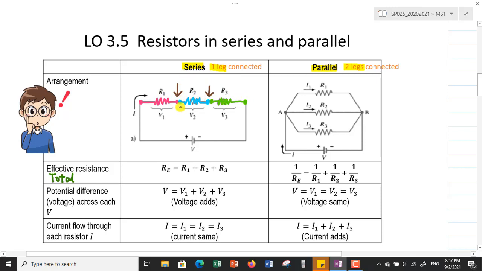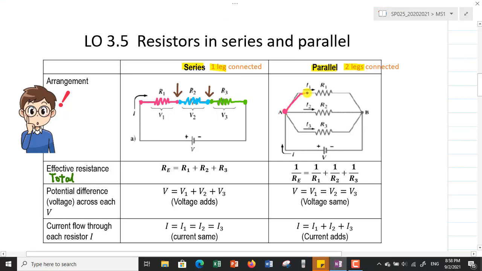Satu kaki je dia disambungkan bersama. Okay, so this one is series. What about parallel? The resistor will have two lead connected. So both lead of the resistor is connected together. That one we call parallel.